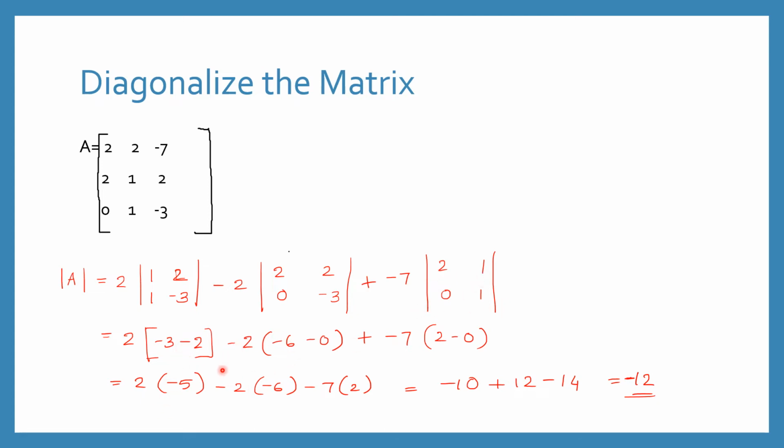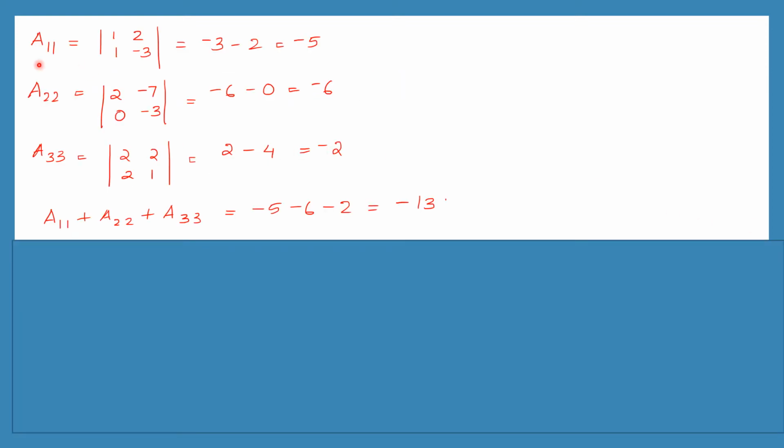So after calculating these determinants, we obtain the result as minus 12. So determinant of A is equal to minus 12. Now we have to identify A11, A22 and A33. So for identifying A11, we have to choose the A11 position. If you are taking the A11 position, first row and first column will be cancelled. So the remaining will be the determinant of 1 2 1 minus 3. It will be evaluated as minus 5.